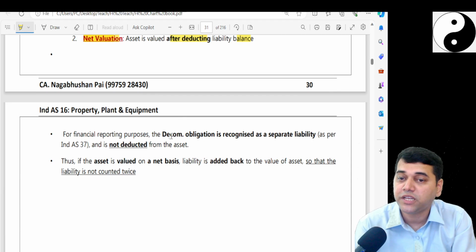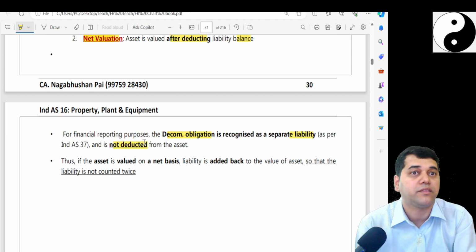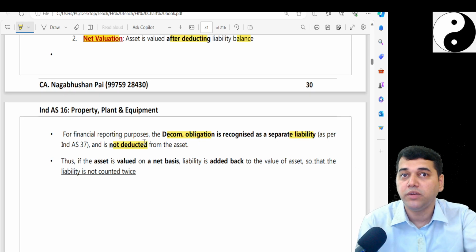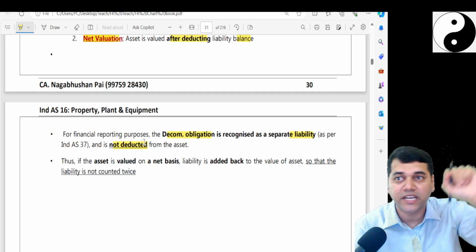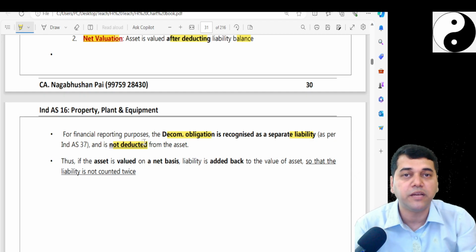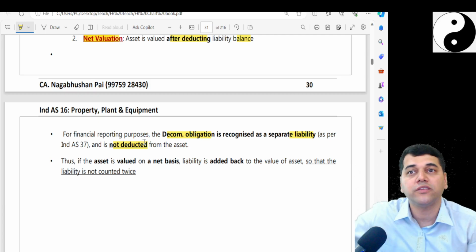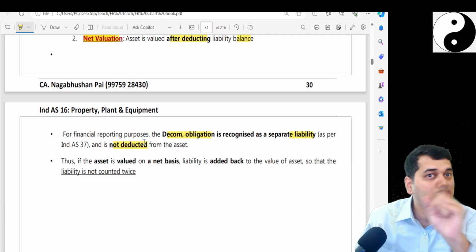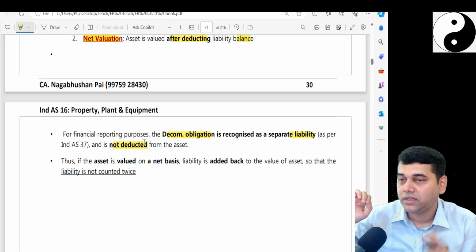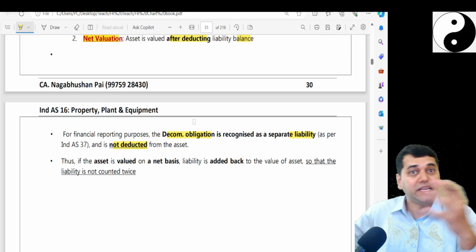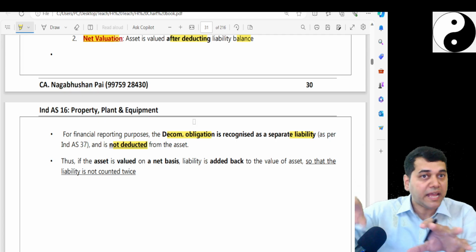Now, for the financial reporting purpose, decommissioning liability is a separate liability, not deducted from the asset. See, when you talk about gross block and accumulated depreciation, it is one. Always when you present, from the gross block you deduct the accumulated depreciation. Will you do it for decommissioning liability? No, decommissioning asset you show on the asset side, provision you show on the liability side. That's why for accounting purpose they are different. In reality they are one. Somebody cannot buy the asset without buying the decommissioning liability. But in accounting I will show it separately.